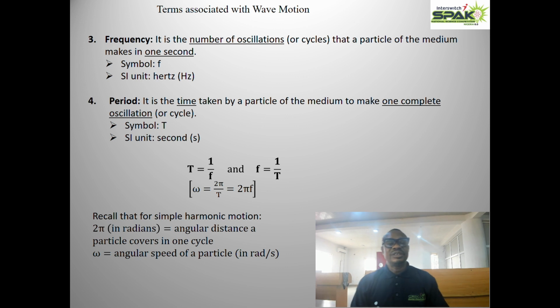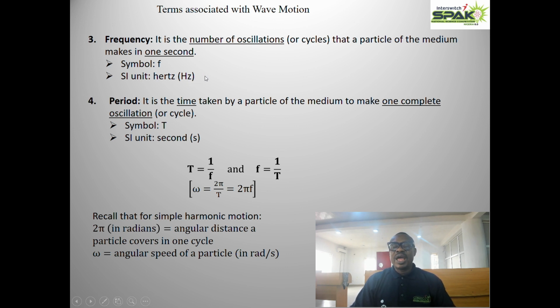So the symbol is f, and the SI unit is hertz. But we still have the derived unit. When they come to this particular point, f is equal to 1 over period. So the derived unit for this is per second. So that per second is what gives us hertz, or what is described as hertz.